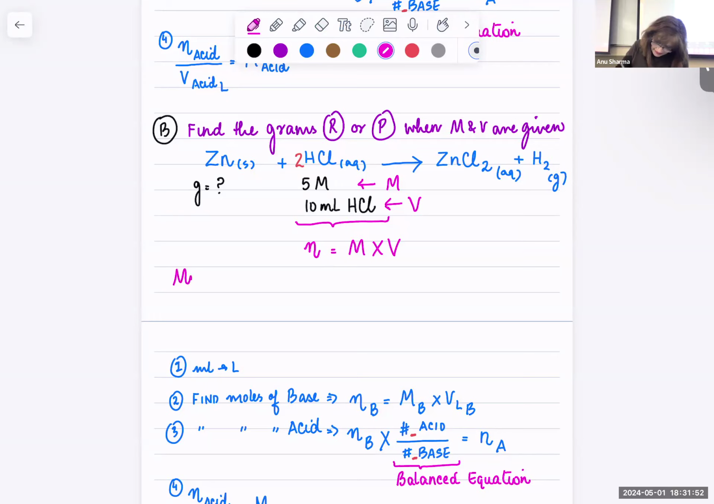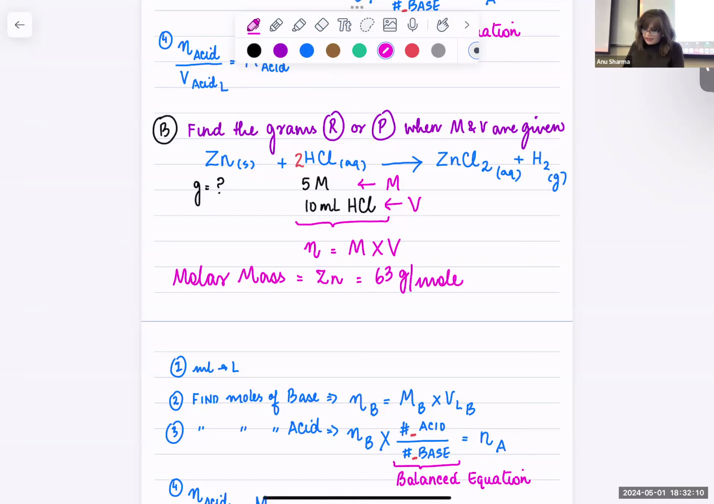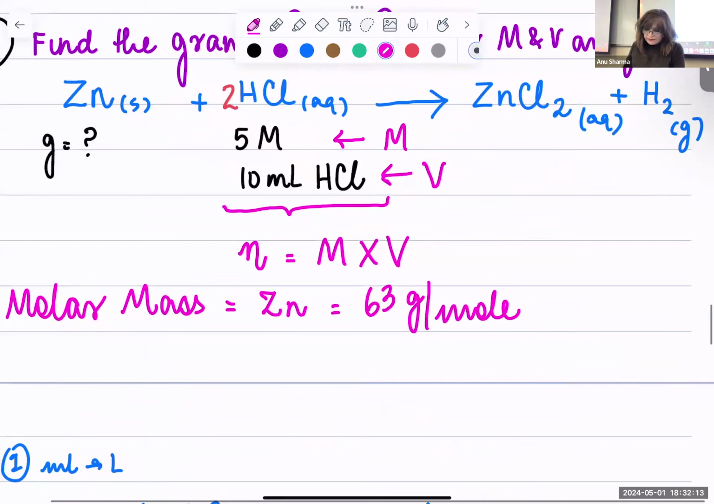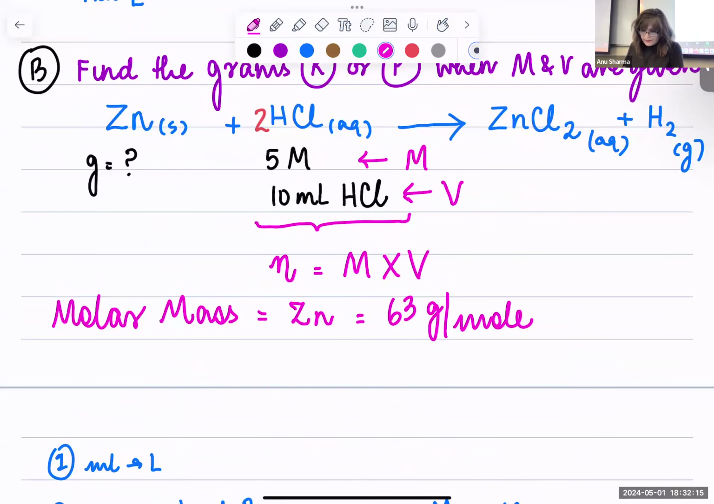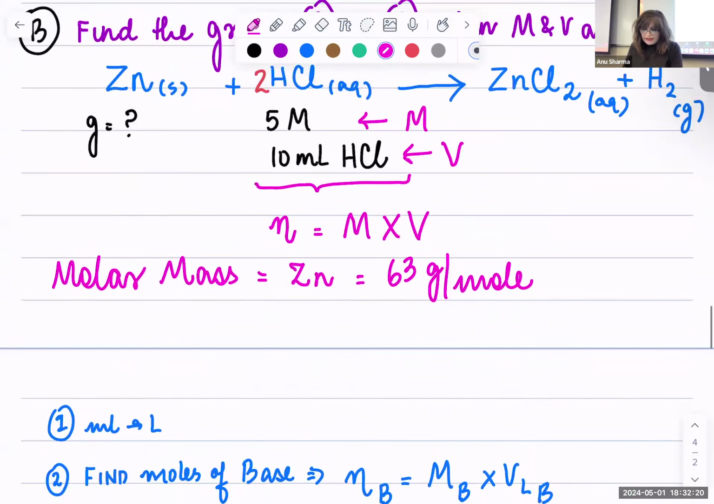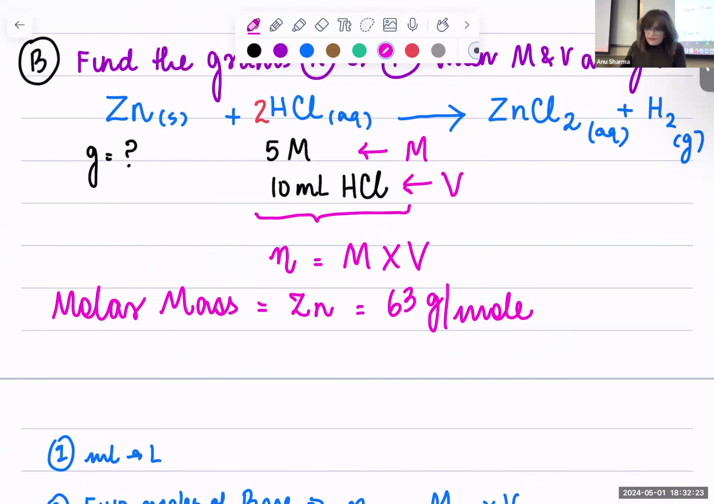The second thing that is needed, because we need to find the grams, is the molar mass. Put this information on one side. Here we would need zinc. The molar mass of zinc is 65 grams per mole, and you can get this from the periodic table. Somebody can check, is it 63? Yes, 65, okay, thank you.